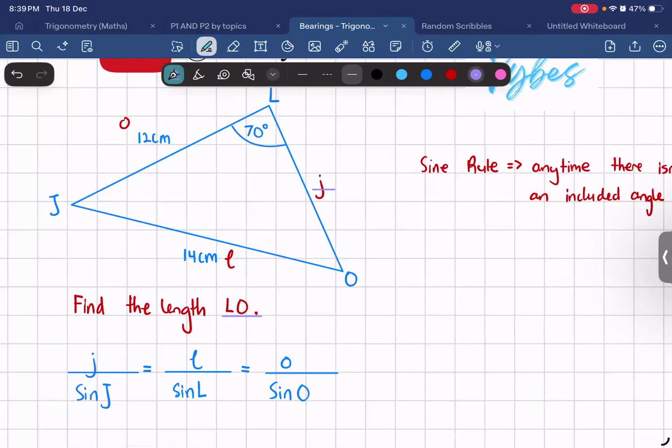Now, we need one more piece of information for this question, for it to work. Tell me the angle G. Tell me angle G.